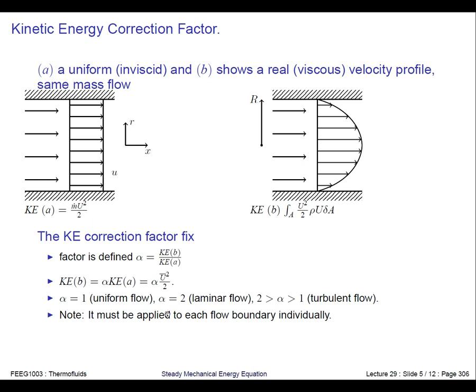If it's a laminar flow, which we're going to deal with in a couple of lectures, alpha is going to be 2. If it's turbulent, alpha is somewhere between 1 and 2. When it's a little bit turbulent, it's a bit less than 2. When it's very, very turbulent, it's a little bit bigger than 1. So alpha generally is a function of the Reynolds number. Once we've got that, we've got a simple equation that we can start to use.